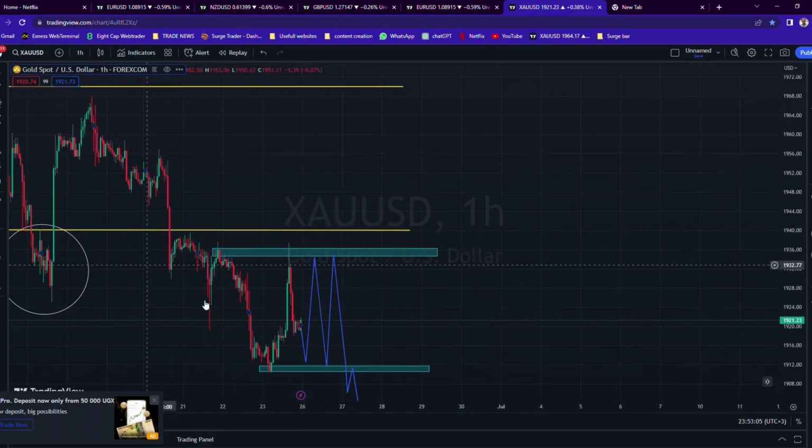So every time you see a ranging market like this, don't keep your stop losses right there above in the liquidity zone, because there is going to be a liquidity sweep anytime soon. It's just a matter of time, but the market makers will always come and capitalize on that liquidity so that they can get their good entries.